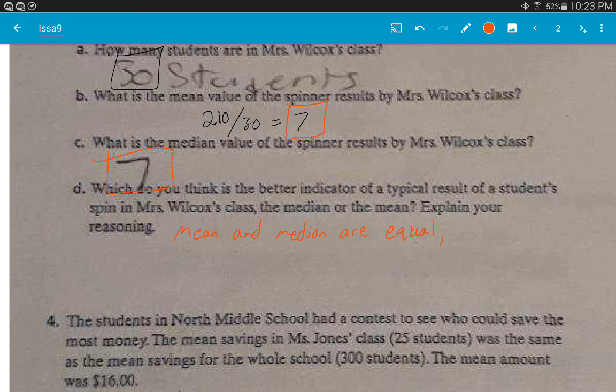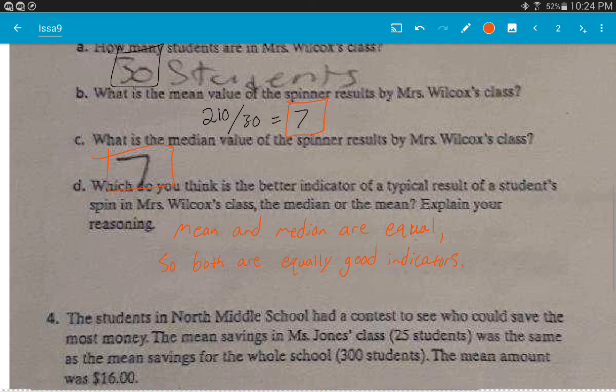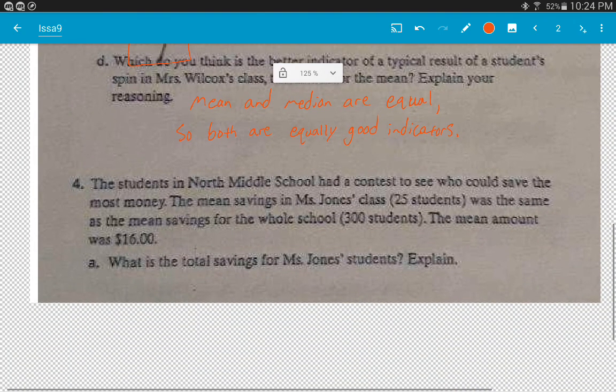Okay, the mean and the median are equal, so both are equally good indicators. If I was forced to pick, it would be the mean, but there's no real reason to pick one over the other, so I would probably just leave it as this. They're equal, so they're both equally good indicators.